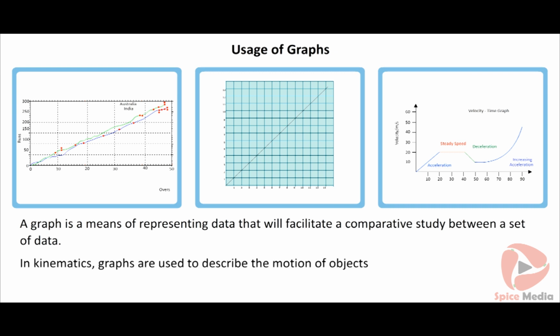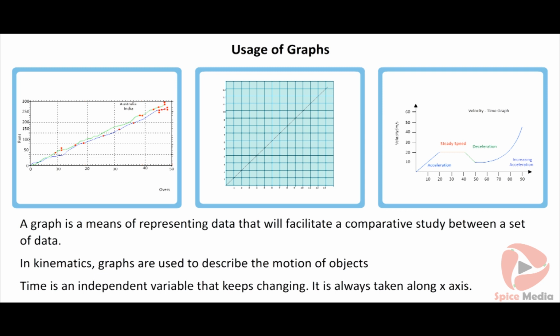In kinematics, graphs are used to describe the motion of objects. We could analyze various other data from the graph. Line graphs show dependence of one physical quantity like distance or velocity on another quantity, say time. Some of the graphs that are used to study motion are the distance-time graph and the velocity-time graph.